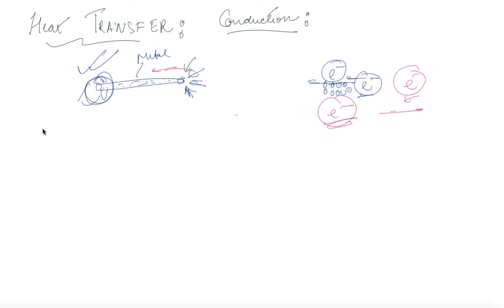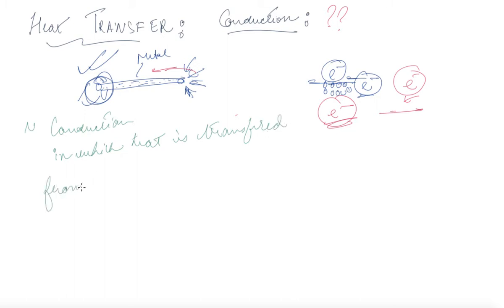So what is conduction? The question is, what actually is conduction? If you want to define conduction, you can define it this way: conduction is a mechanism in which heat is transferred from one point to another. This is what you can understand by the word conduction.